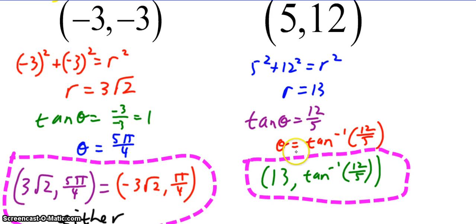So that theta is going to be the tangent inverse of 12 over 5. I know that I can leave my answer in this form because that will be a positive angle between 0 and 2 pi, specifically in the first quadrant. So I can leave my answer as 13 comma tangent inverse of 12 over 5. I did not specify, so you could also type this into your calculator as well.